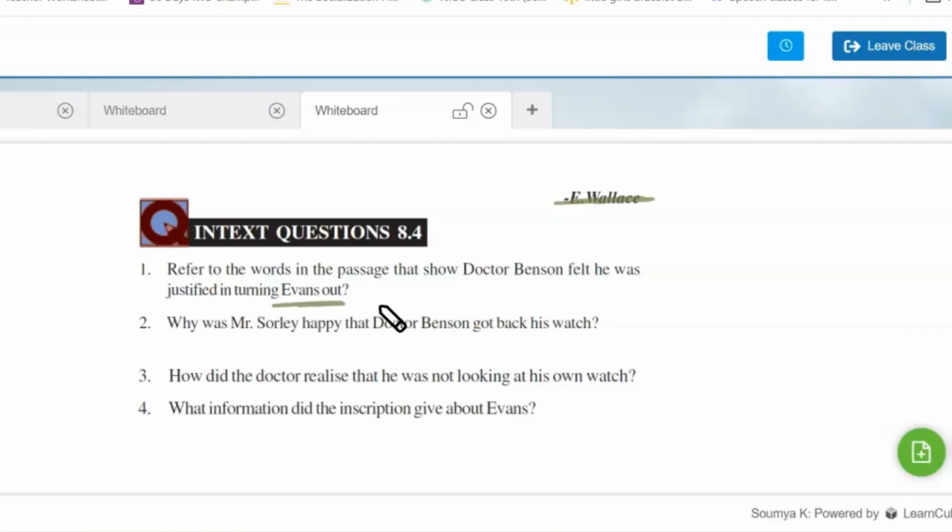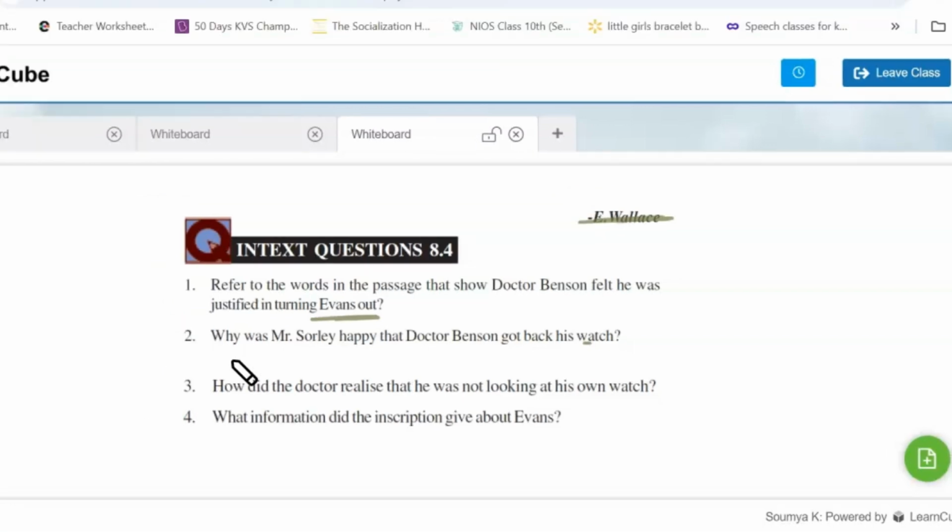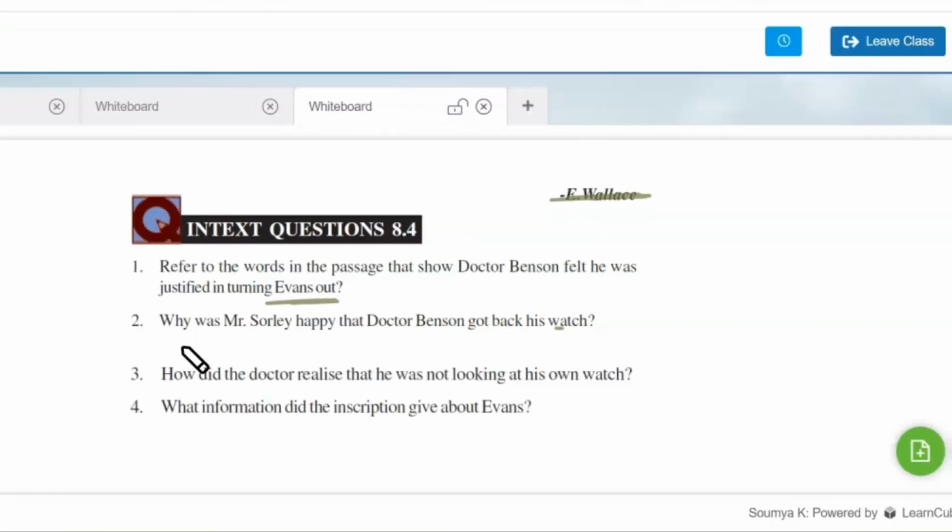Why was Mr. Sorley happy that Dr. Benson got back his watch? Mr. Sorley was happy because he can tell what time the baby was born, and they can record the time of the baby's birth. How did the doctor realize that he was not looking at his own watch? When he looked at the inscription on the watch, where Evans's name was written, Dr. Benson came to know that it is not his watch.